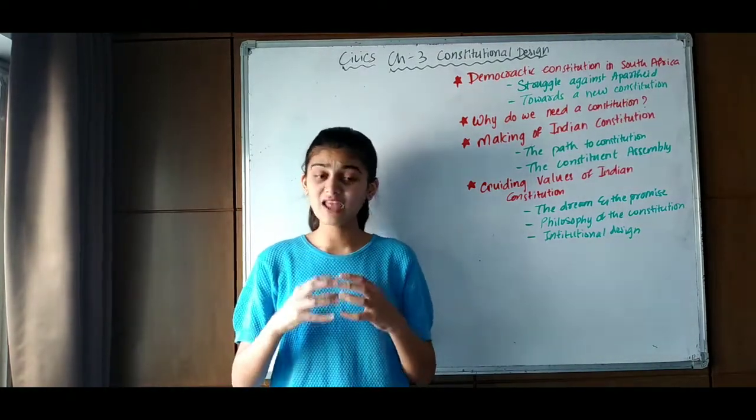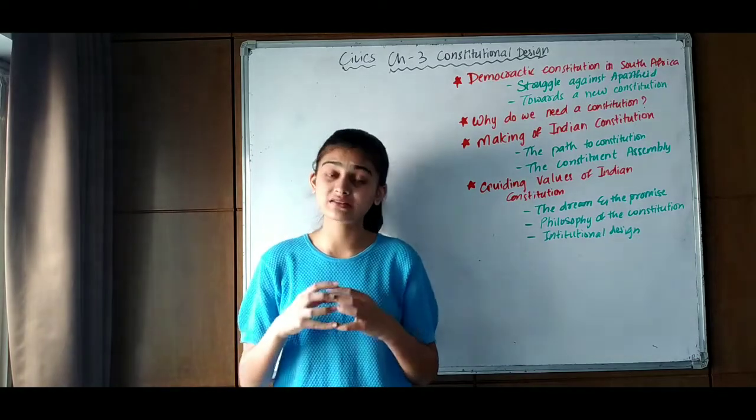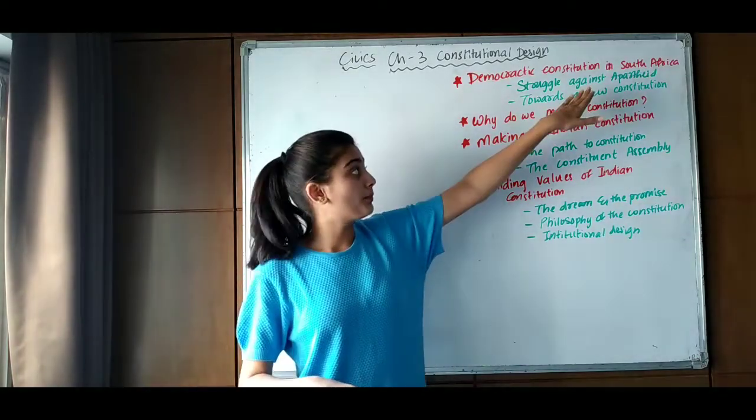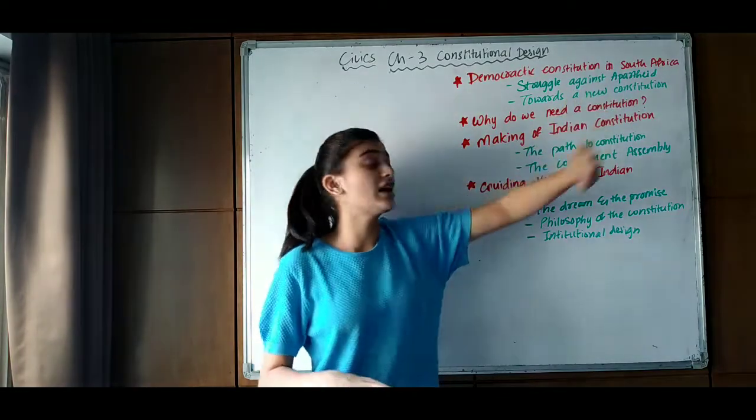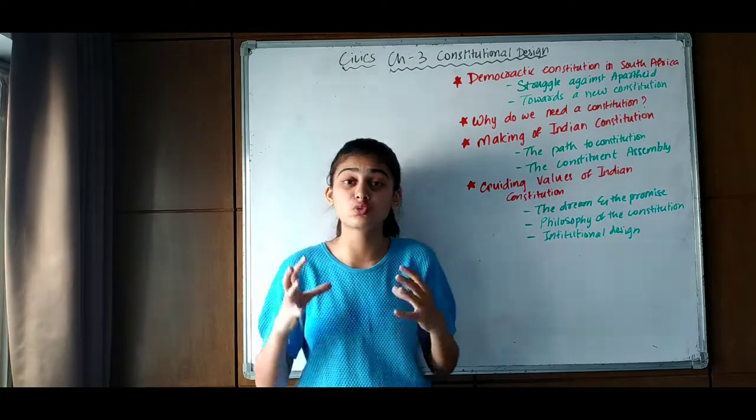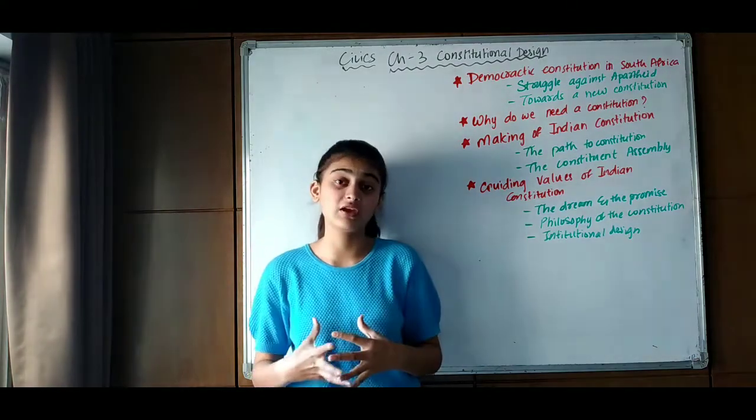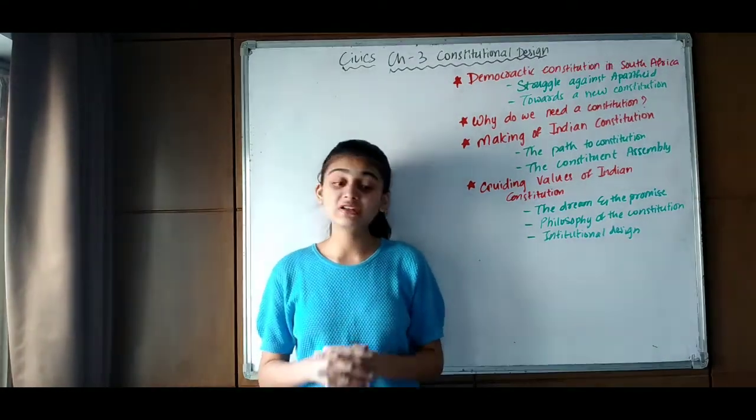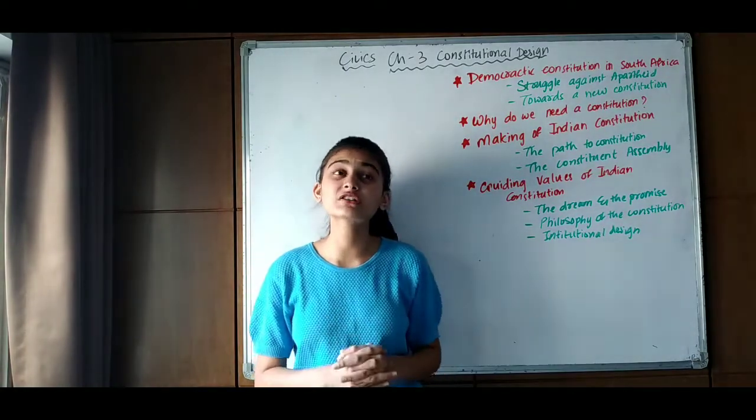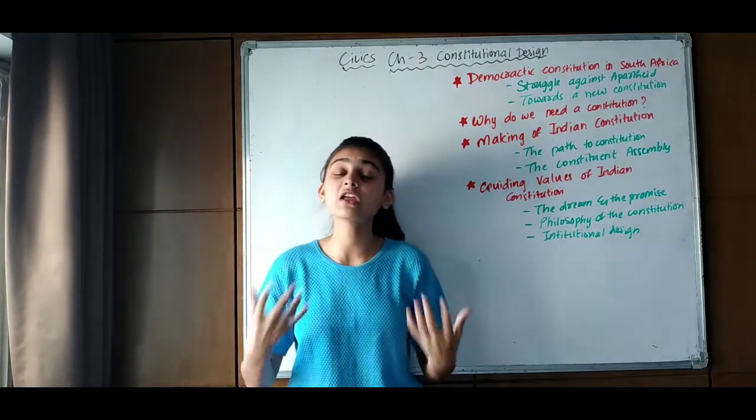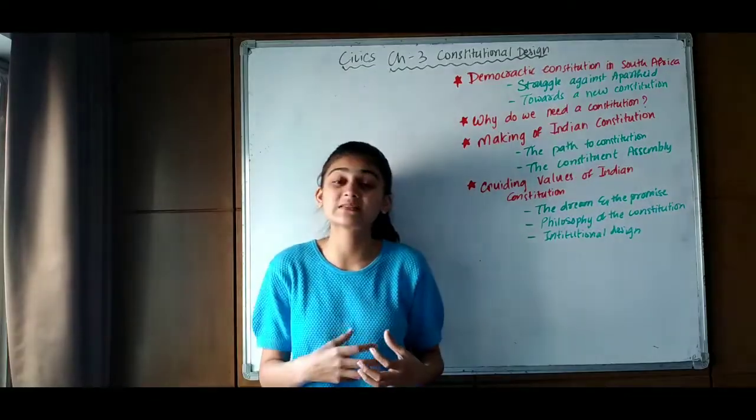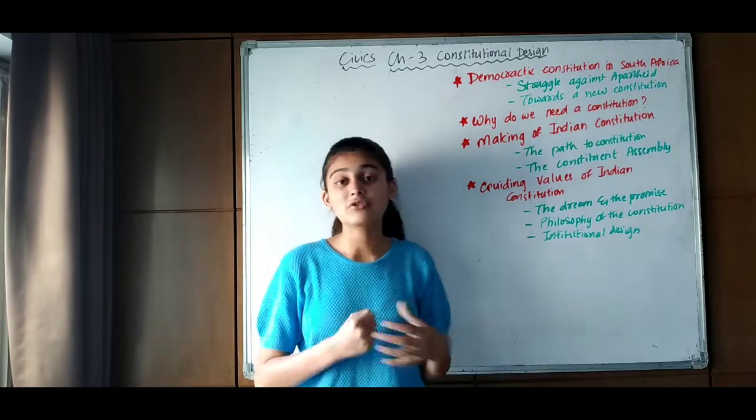So there was the apartheid system, which is the racial discriminatory system present in South Africa, and the South Africans had a huge struggle against apartheid. Now, as we look at the struggle against apartheid, we will first learn about how the Britishers exploited the South Africans.